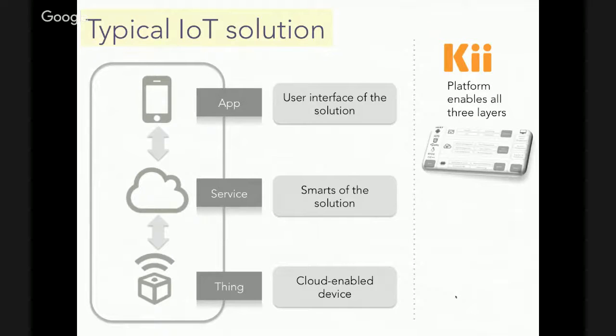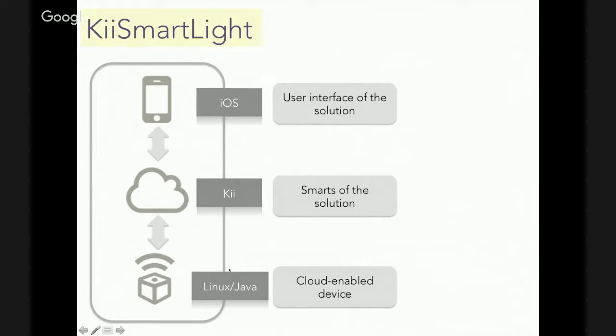So you remember our typical IoT solution. We've got our app, we've got our service, and we've got our thing. What we're going to build is a Key Smart Light. So we're going to build a little iOS app that talks to Key's cloud solution that will then transport commands to essentially a Linux program. And we're going to simulate a light bulb in our Linux box. So I'll show you exactly how here in a moment.